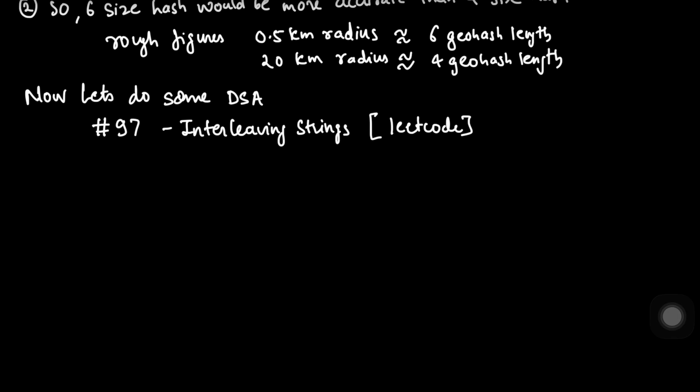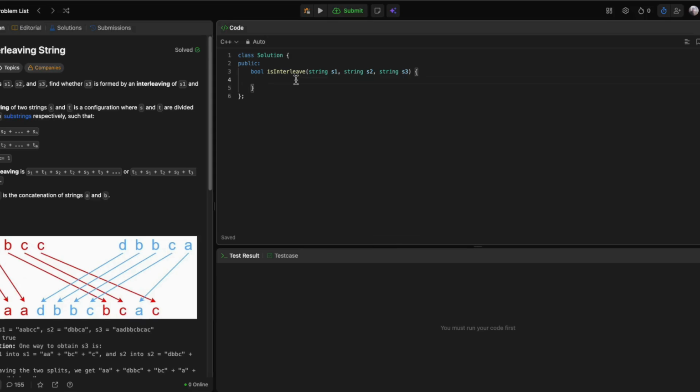But if we look at how we just used it in our proximity service, we didn't just interleave the strings for fun. Our string S1, which will be given in LeetCode, is the latitude sequence, and S2 would be the longitude sequence. The resulting S3, the interleaved string, becomes our geohash. So let's jump on to the LeetCode question, and maybe I'll explain this once again. Let's start with the problem, interleaving string on LeetCode.